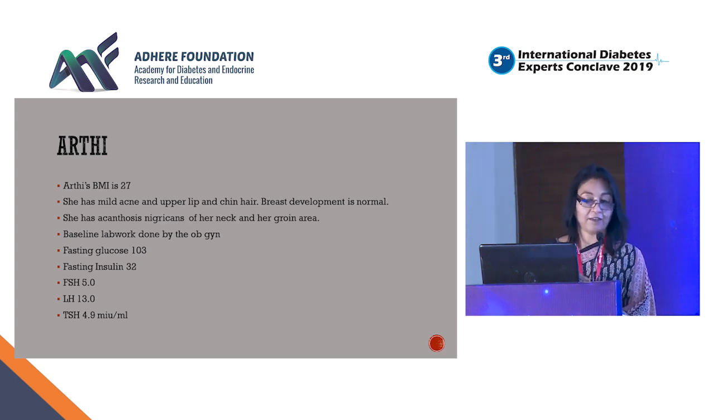Let's see what more we have. Then we have some details that Aarti's BMI is 27. That again takes us towards obesity and insulin resistance. She has mild acne and upper lip and chin hair. We still have to talk about hirsutism, whether acne adds to our list of androgen axis, but yes, we still have to evaluate it. Acanthosis nigricans almost takes us to the next level of thinking about her insulin resistance.